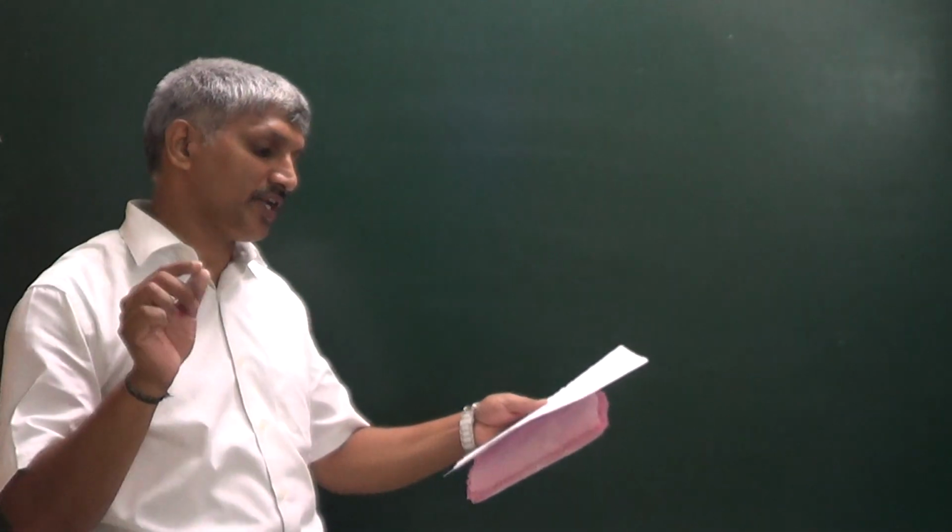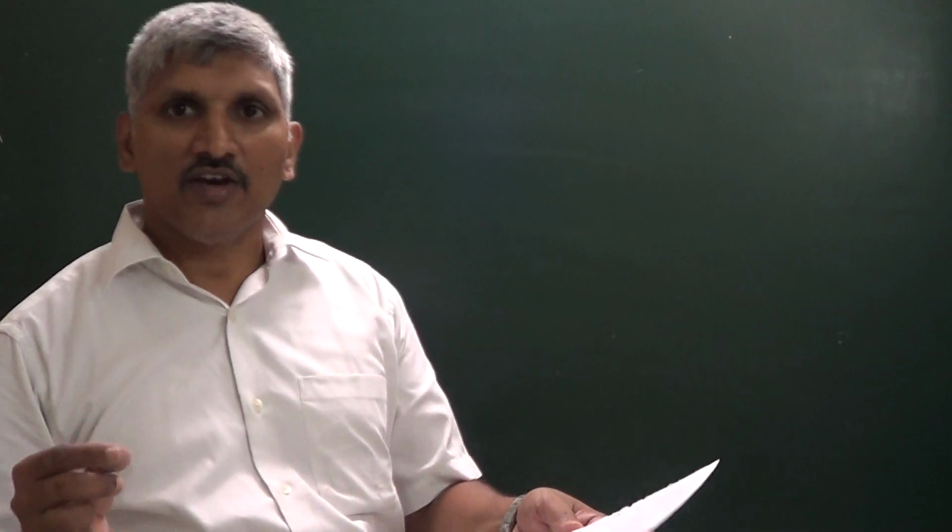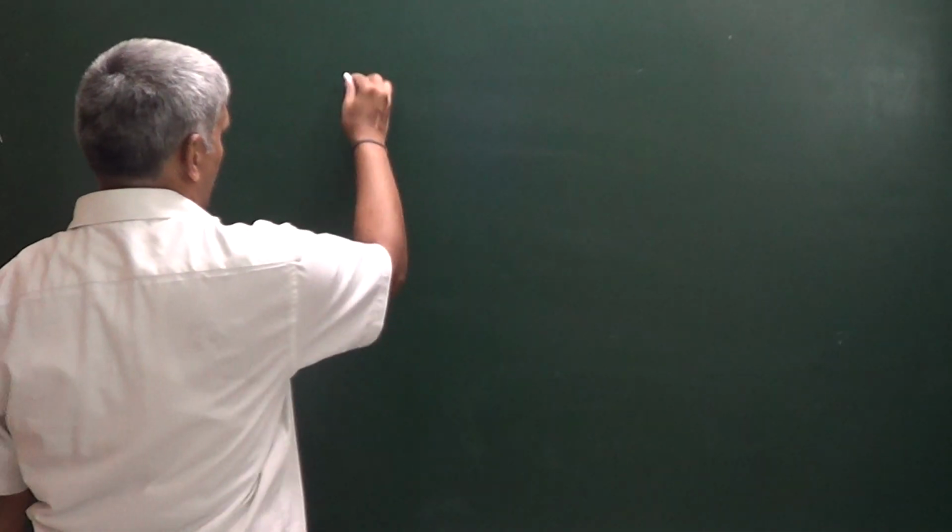The next question is asking like this: two circles having radii 9 and 4 touch each other externally. Find the length of the direct common tangent.